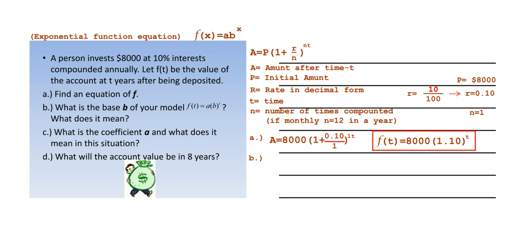The base value b. Look at our equation that we just found. f of t equals 8,000 times 1.1 raised to the power of t. 1.1 is the b value in this case. So b equals 1.1, and since it's a bigger number than 1, we can expect exponential growth. So that means we have exponential growth in this case, meaning we're going to have a gain in our investment.